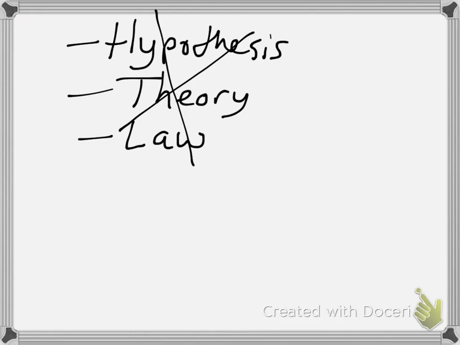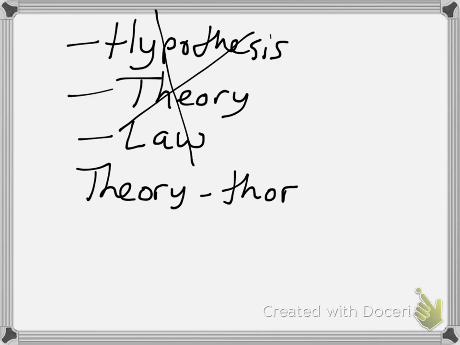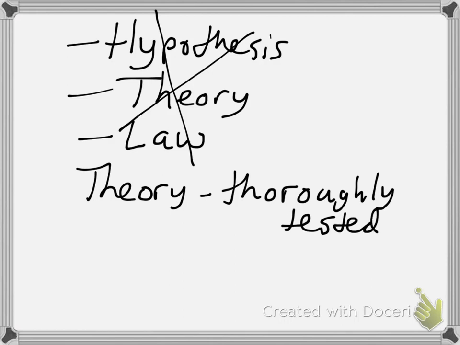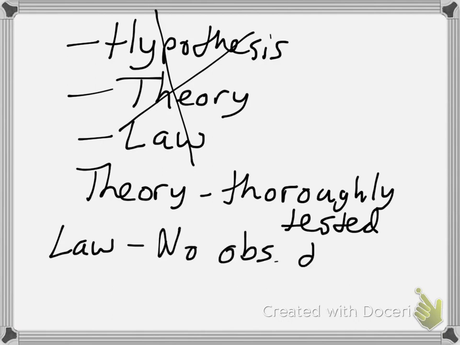Okay? So, again, a theory is thoroughly tested. And a law is something that we have simply observed and never seen it deviate from what we've observed. So a law is a steady state of observation, if you will. No observations deviate.